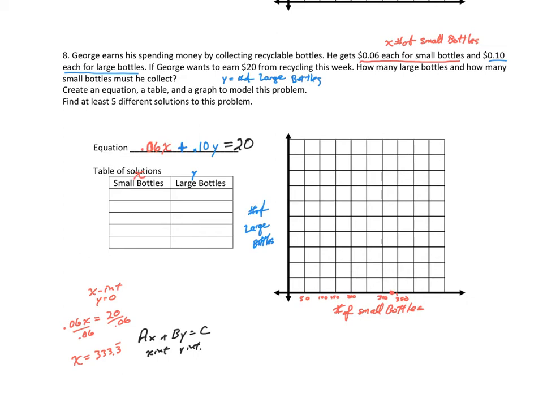All right, let's go with the y-intercept. For the y-intercept, let x equal 0. If x is equal to 0, then I have 0.10y equals 20. If I divide by 0.10, that gives me y equals 200. So my y-intercept is going to be 200. I have to count up to 200. I'm going to make this 200. And I know from before I could count by 20s. So that's going to be 20, 40, 60, 80, 100, and so on up to 200.